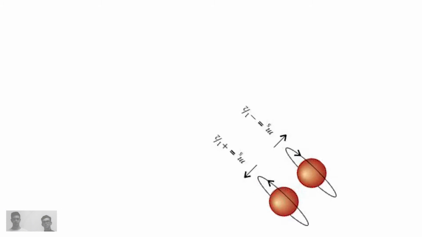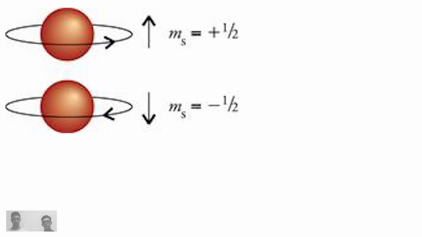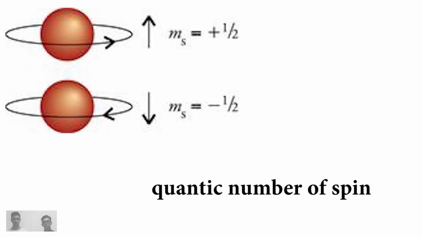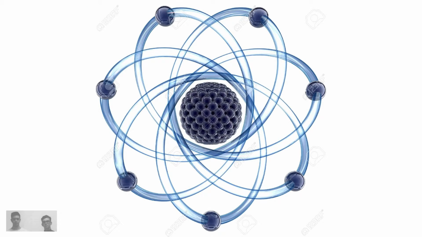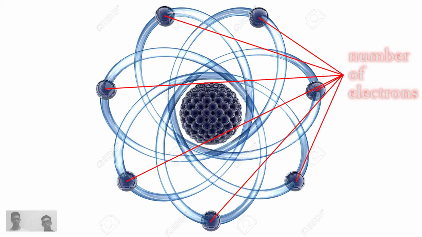The spin quantum number refers to the direction of rotation of an electron around its axis. It can assume the values minus 1/2 and plus 1/2. When it is positive, it rotates counterclockwise. When it's negative, clockwise.